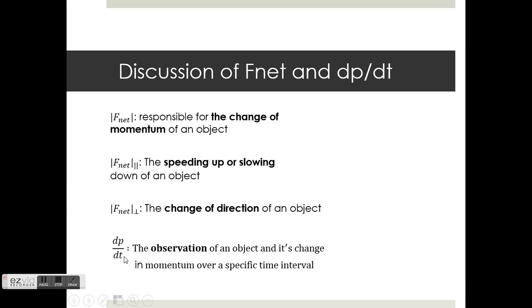dp dt, even though it equals F net, is different because this is the observation of the object and its change in momentum over a specific time, but it does not cause any force on the object.